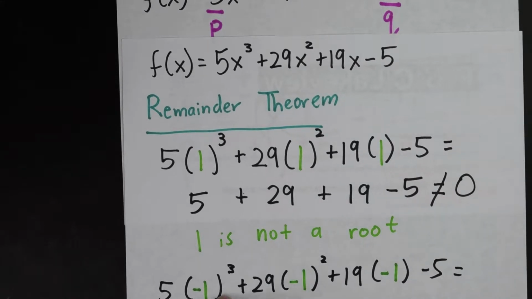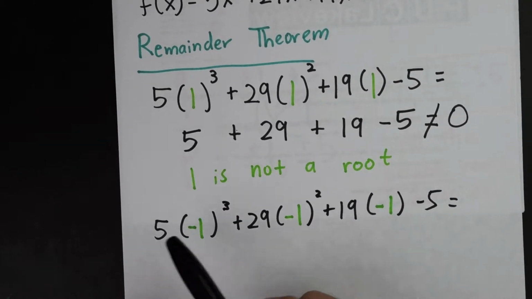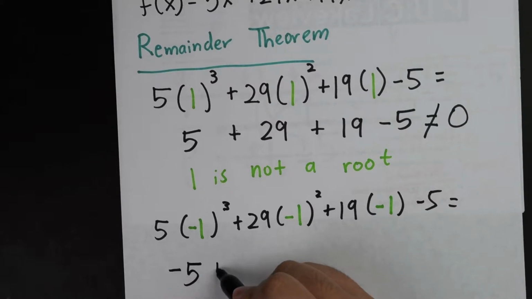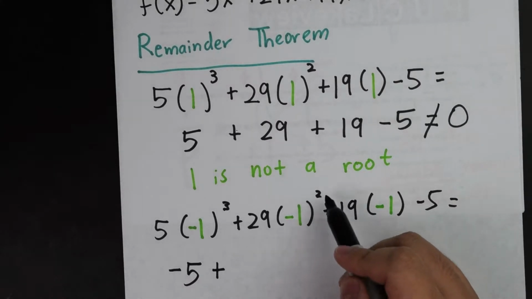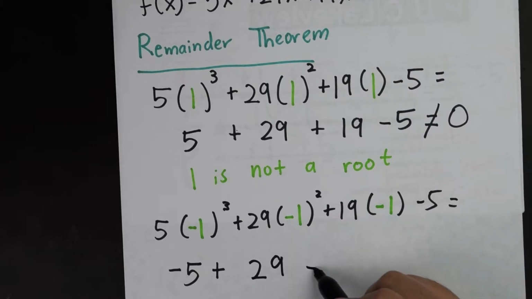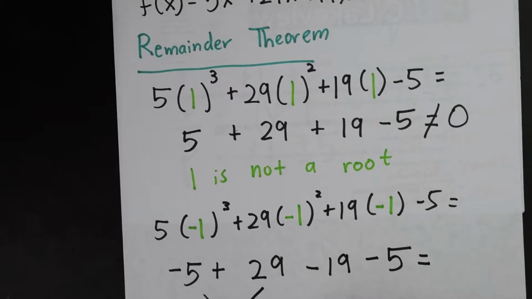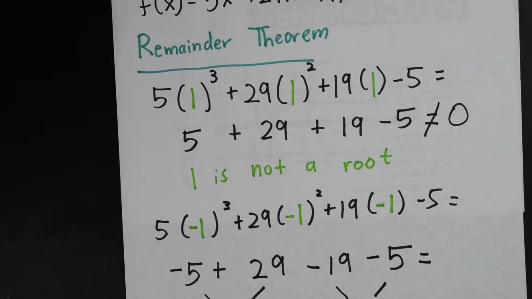So if I do negative 1 cubed, remember that because of the negative number rules, it's actually going to be negative 1 times 5, which is going to be negative 5, plus, and negative 1 squared, when it's an even power, is going to be positive 1. So it's just going to be 29, and then negative 19 here, minus 5. And so if I actually do the computation right here, this will become 24. This will become negative 24, which is going to equal 0. And so thus, I know that negative 1 is a root. Okay, negative 1 is a root.